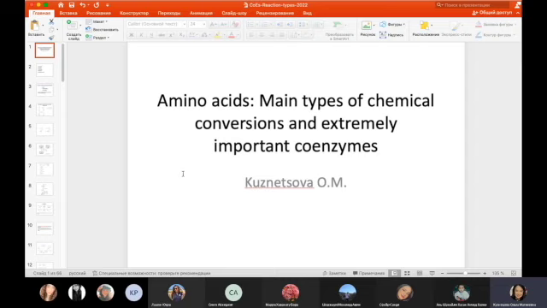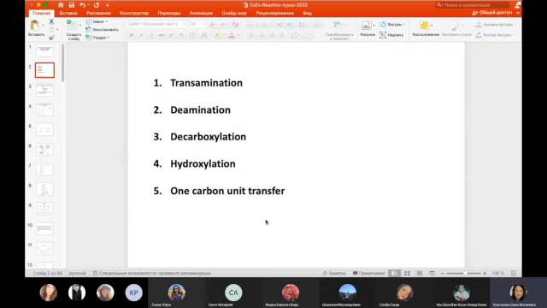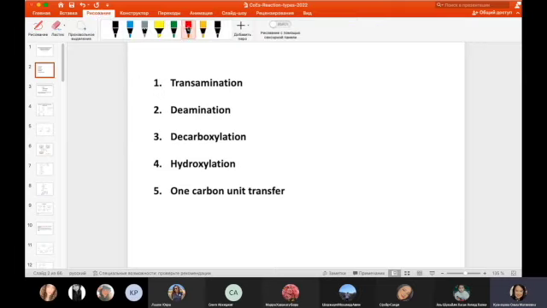We'll speak about main types of the chemical conversions and extremely important coenzymes. We already know some types of these chemical conversions. First one is transamination. It means changing in the functional groups. It is transfer of amino group of one amino acid. It's conditional picture. Transfer of amino group from one amino acid to keto acid carbon skeleton.